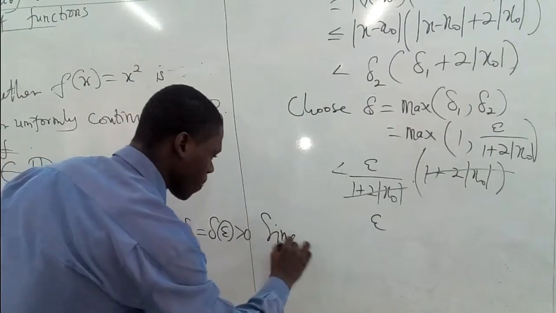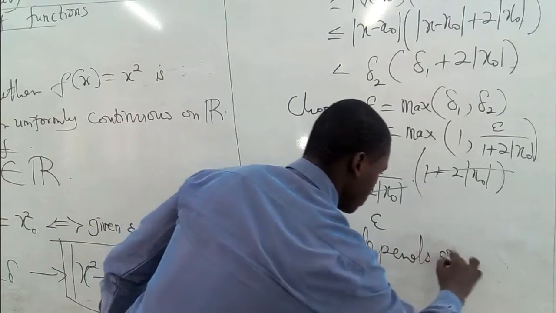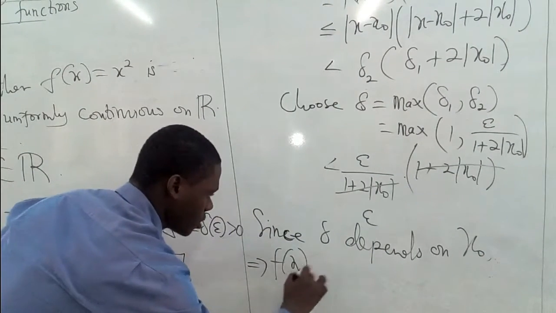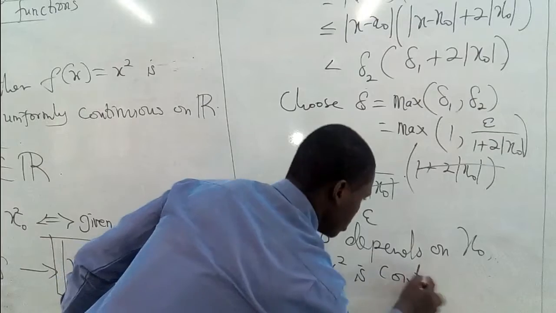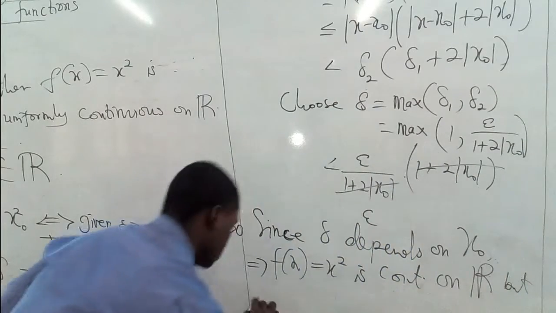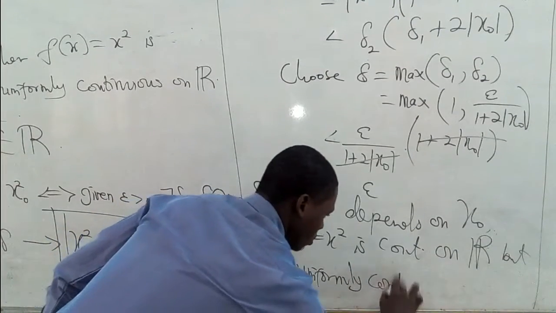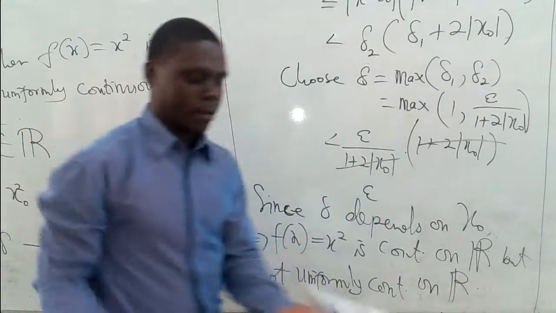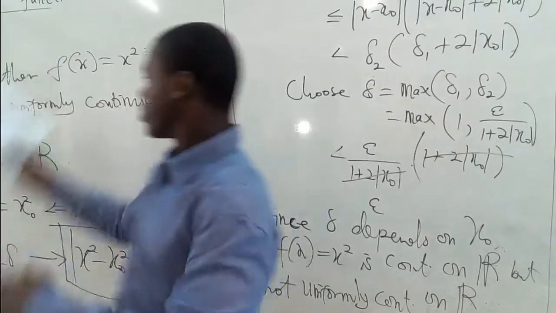So since delta depends on x naught, it implies that f of x, which is this function, is continuous on R, but not uniformly continuous on R. So this is how we conclude as far as this function is concerned.